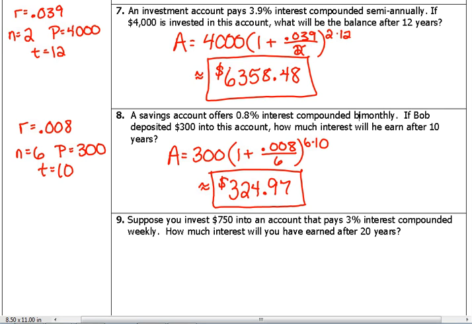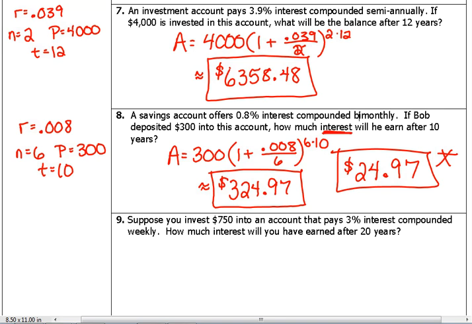Good point. The question is how much interest will he earn? So that's how much money he has. So we need to take away the original amount. So thank you, Marvin. You are absolutely correct. That is not the actual answer to the problem. This is the answer to the problem. $24.97. Gotta pay attention to those details.